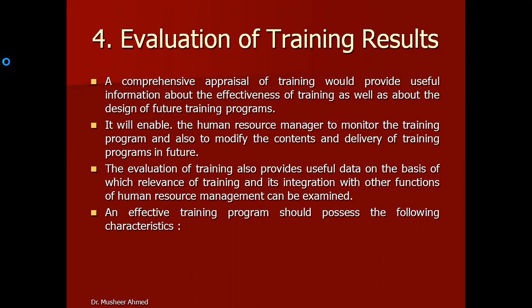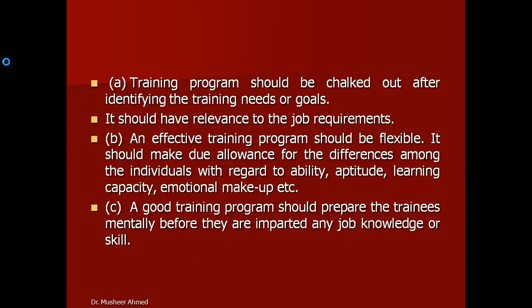Effective training programs should have the following characteristics, which we will be discussing in the next slide. First, a training program should be chalked out after identifying the training needs or goals. That is the very first thing. Every training program should be based on the training needs analysis, as you have assessed.